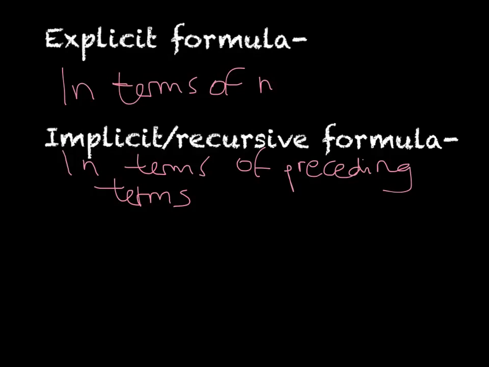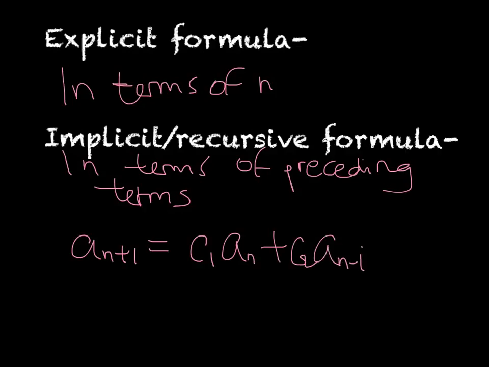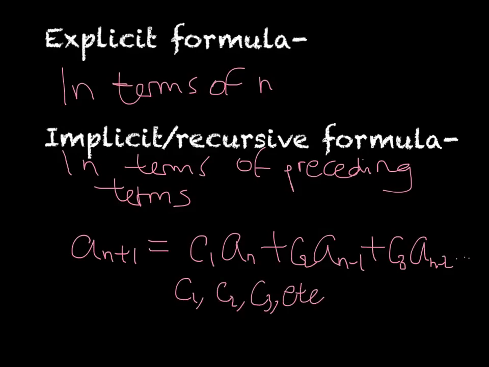of the sequence. So this usually looks like a of n plus 1 equals c1 an plus c2 an minus 1 plus c3 an minus 2, etc., where c1, c2, c3, etc. are constants.